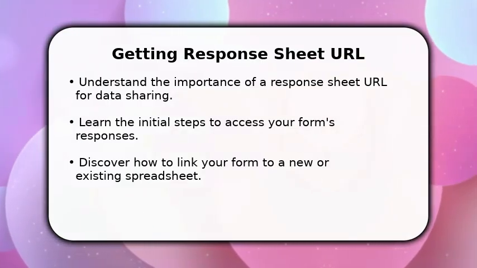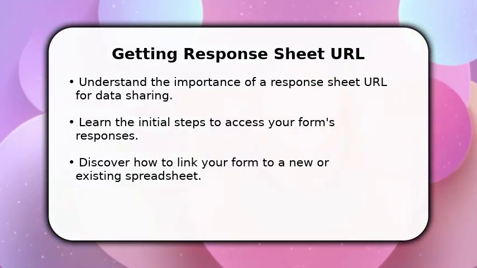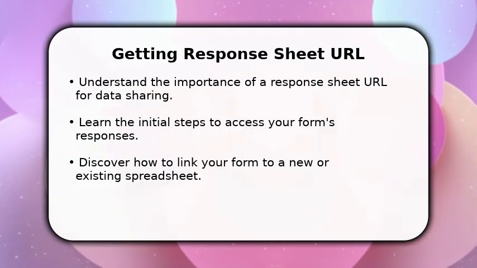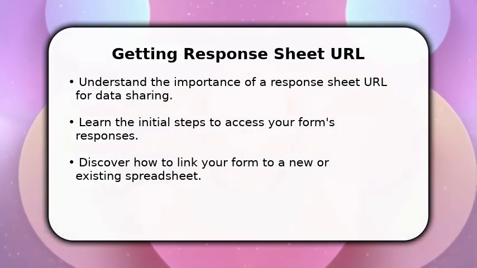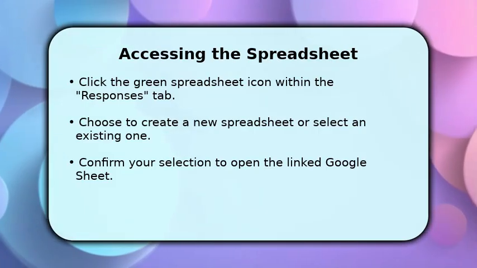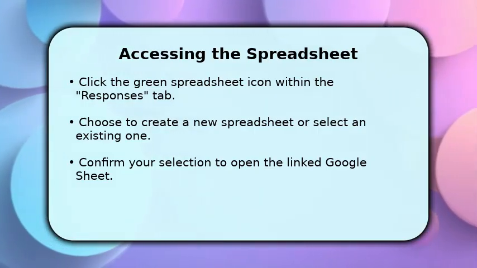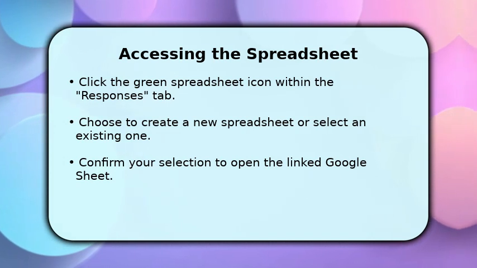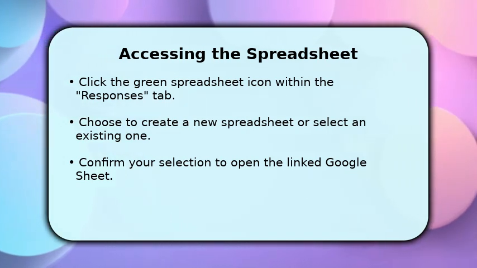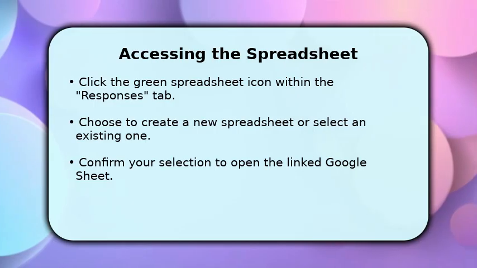You will see a green icon, which represents the spreadsheet where your responses are stored. Click on this icon to proceed. Once you click the green spreadsheet icon, a dialog box will appear. You'll have two options: either create a brand new spreadsheet or select an existing one from your Google Drive.